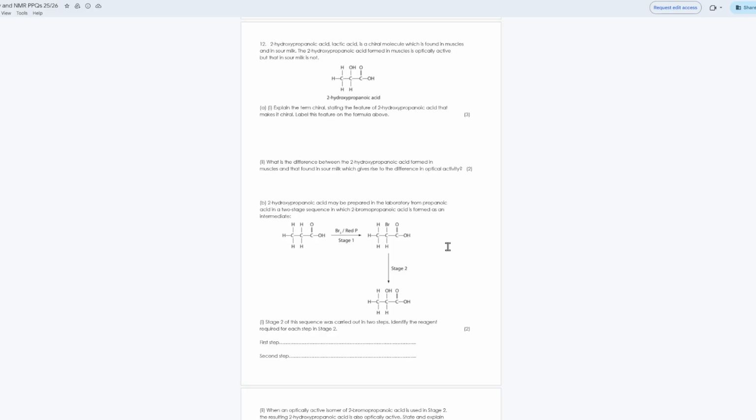So, stating the feature. The second carbon, if I'm not mistaken. The second carbon on 2-hydroxypropanoic acid makes it chiral.